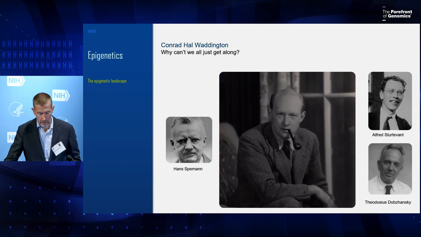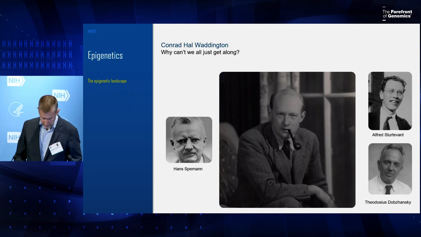But he also got a grant to go out and visit Caltech, where two of the former members of Morgan's fly room at Columbia had ended up, Alfred Sturtevant and Theodosius Dobzhansky. So he learned what they were doing from a classical genetics point of view. And he was unique for having a foot in both camps, both of these warring camps.